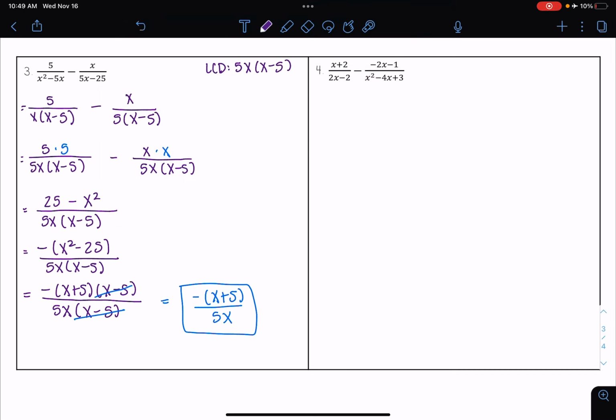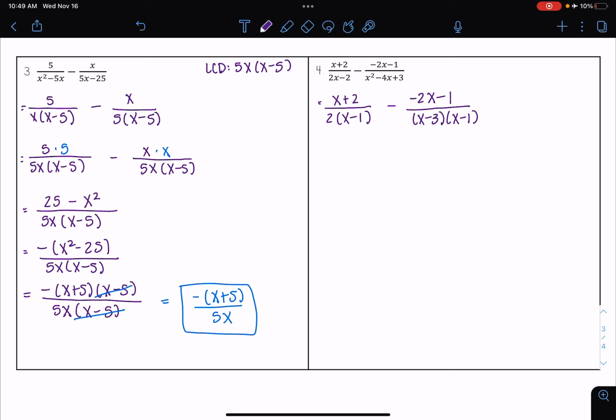Okay, now let's look at one last one. So first step, I need to factor those denominators. And so when I factor that first one, I see it has a GCF of 2. And so I have 2 times x minus 1. When I factor this next one, I see that that's going to come out to be x minus 3, x minus 1. Because negative 3 times negative 1 gets me a positive 3, and negative 3 plus negative 1, I get negative 4.